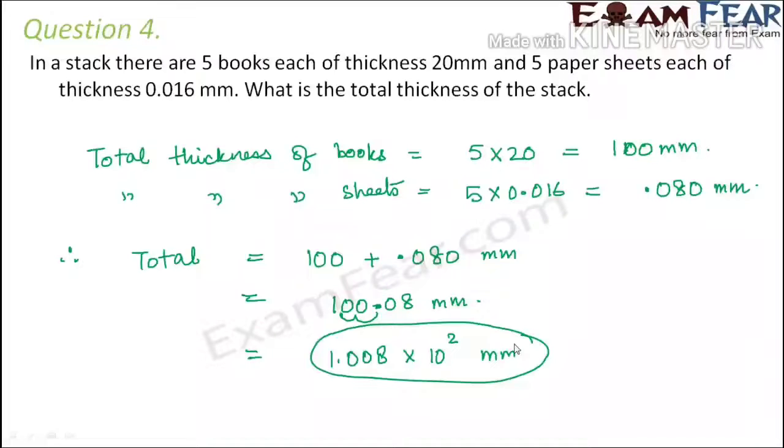So please remember this simple thing. Whenever you are making the decimal point jump towards the left, your exponent is going to be positive. Whenever you are making your decimal point jump towards the right, your exponent is going to be negative.